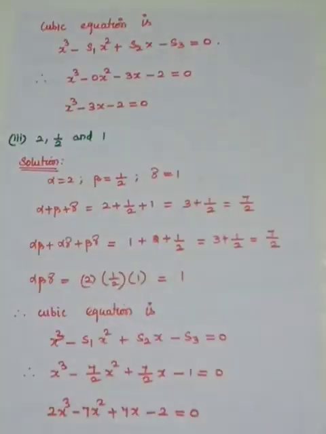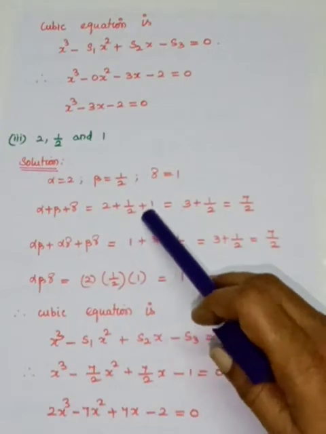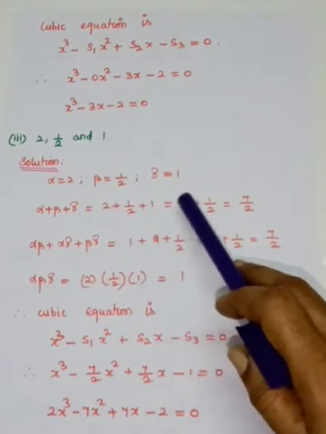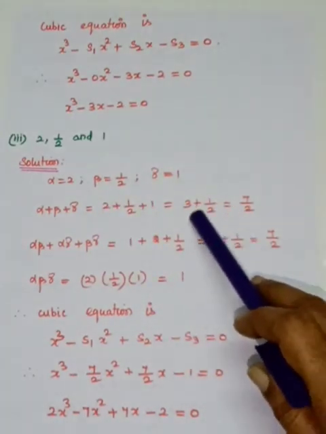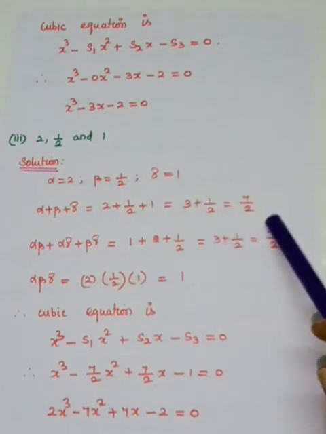Coming to the third subdivision, you proceed the same way. Alpha is equal to 2, beta is equal to 1 by 2 and gamma is equal to 1. First, you have to take the sum of the roots. So it is 2 plus 1 by 2 plus 1. 2 plus 1 is 3. 3 plus 1 by 2, if you take LCM, 6 plus 1, that is 7 by 2.